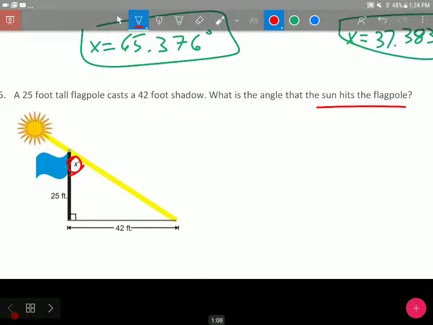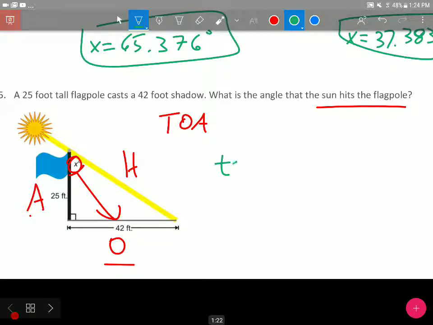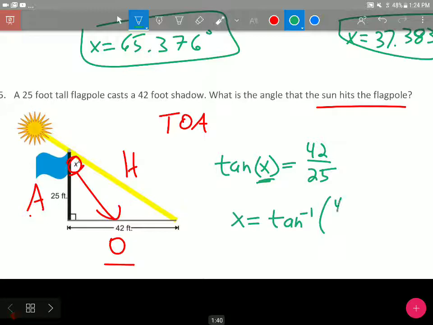Okay, so again, move across. I got my hypotenuse, my opposite, and my adjacent. All right, so if I got the opposite and adjacent, that's the tan, that's the TOA. So the tangent of x equals opposite over adjacent. And again, we're looking for the angle, so that's when we pull out the inverse. Tangent of -1 times 42 over 25.